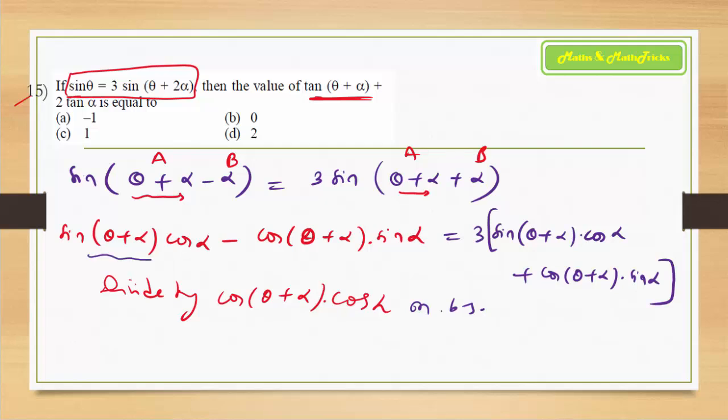What do you get? On the LHS, the first term becomes tan of theta plus alpha, since cos alpha gets cancelled there because cos alpha is there in the first term. And sin of theta plus alpha upon cos of theta plus alpha becomes tan of theta plus alpha. Minus the second term: cos of theta plus alpha is getting cancelled, and this time we are left with sin alpha upon cos alpha, which becomes tan alpha.